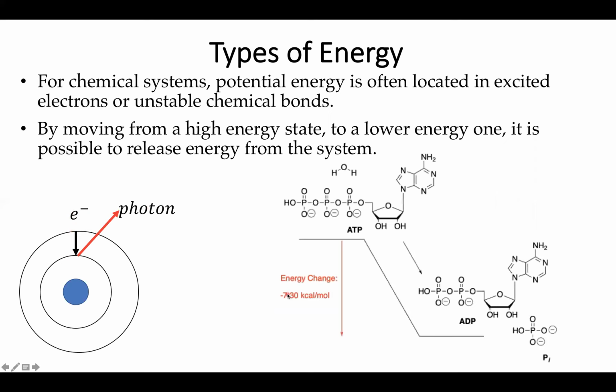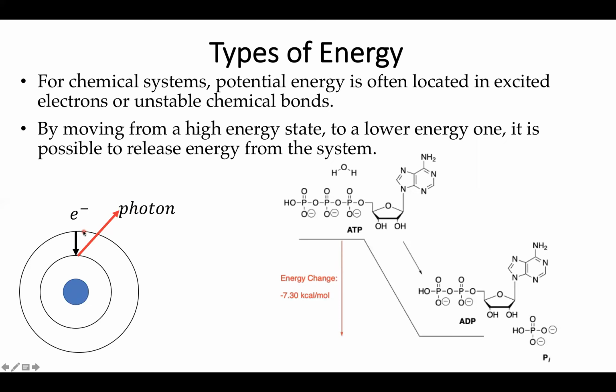But this is also important, say, in biology. When I go from ATP to ADP, I release a phosphate, and you release a great deal of energy, which can be used to drive metabolic processes. Both of these are forms of stored potential energy.